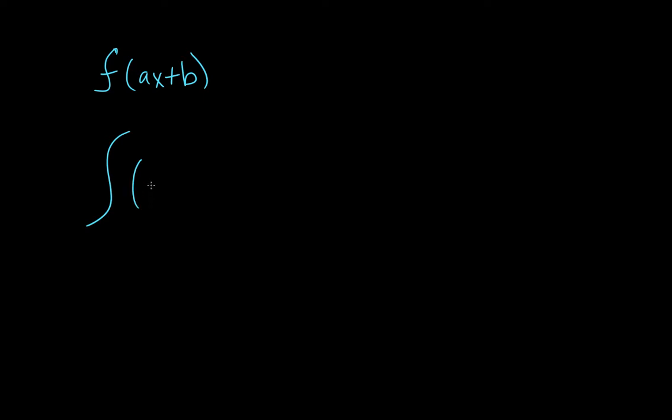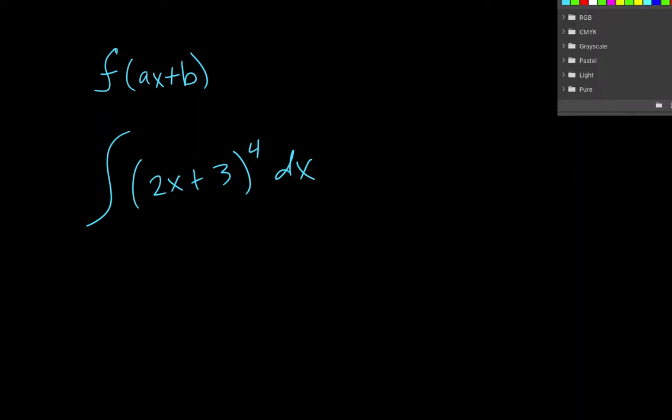So we have the integral of 2x plus 3 raised to the 4 dx. And all we're going to do is kind of a chain rule-esque thing, but in reverse, because we're taking an antiderivative.